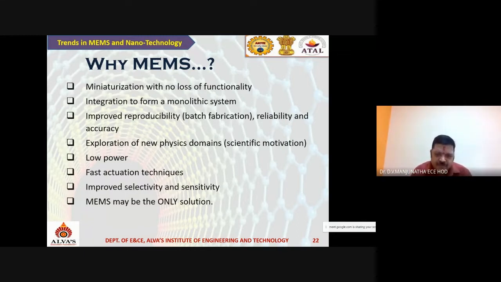Exploration of new physics domains, scientific motivation, has occurred due to MEMS. Since the size is reduced, the power it carries or can take is also very low. So low power devices play a very important role. Fast actuation techniques: actuation can be done very fast because of size reduction again. So improved selectivity and sensitivity, and MEMS may be the only solution for achieving all these advantages. So this is the reason why MEMS, right?